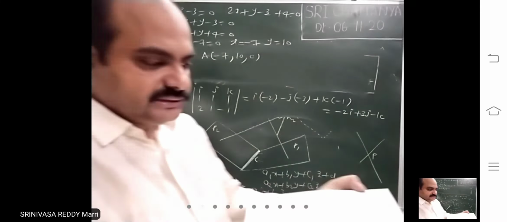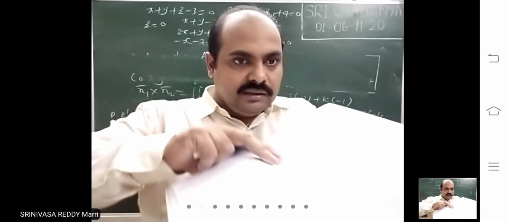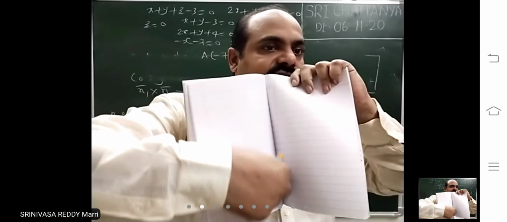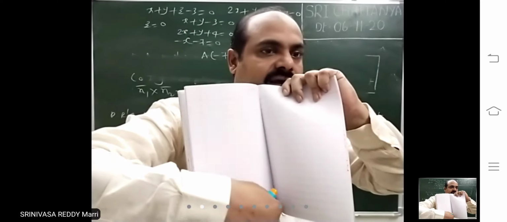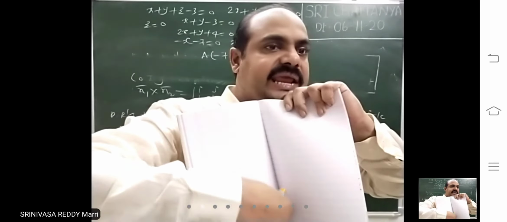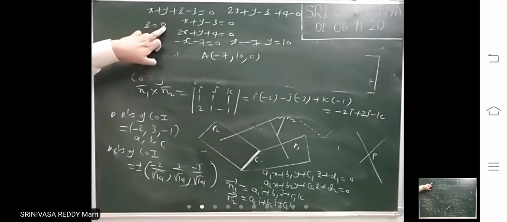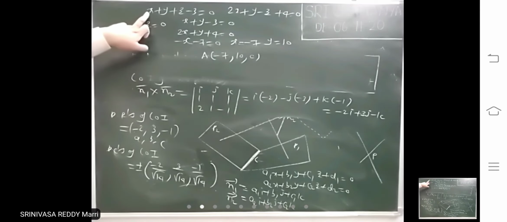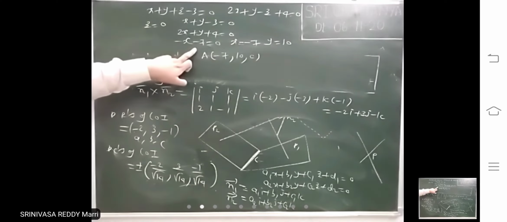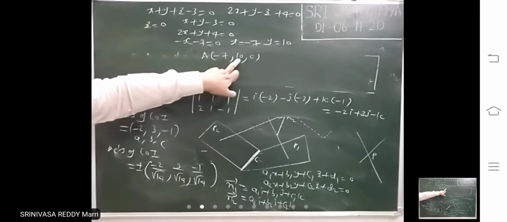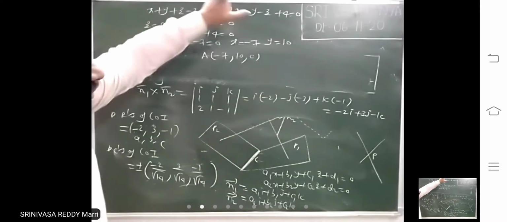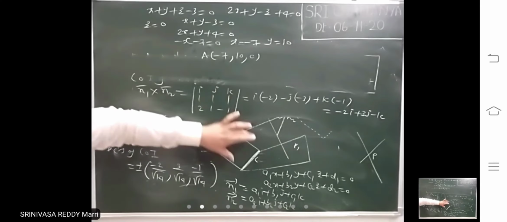We have found the DRs of this line. Now there are infinite points, and you can find any point. For finding that point, I have taken z equal to 0. You can take x equal to 0 also, no problem. Find any point of your choice. If you substitute this point, this will become 0, that means it lies on this line.